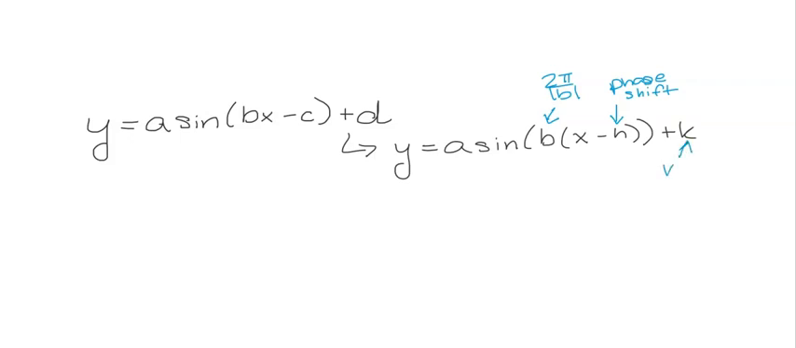Previously, we did our vertical shift, where you're just moving your graph up and down. And then a gets us, whatever the absolute value of a is, our amplitude. So that's how high up and how far down we're going from our midline of our graph. Okay, so let's apply this information and see what we've got here.